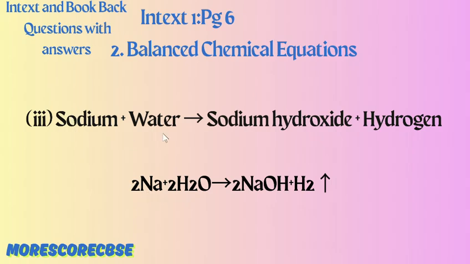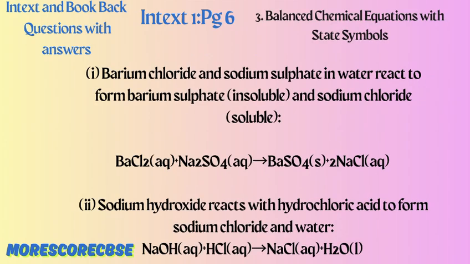Next, sodium Na plus water giving NaOH plus hydrogen. Here it is 2 atoms of hydrogen on one side and 4 on the other. In order to balance that, we place 2 here. So sodium also becomes 2, so we place another 2 here. Then the equation will be balanced.